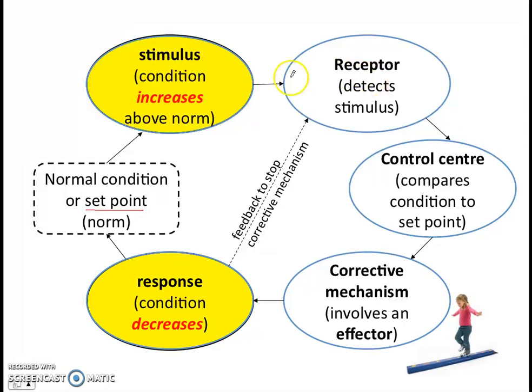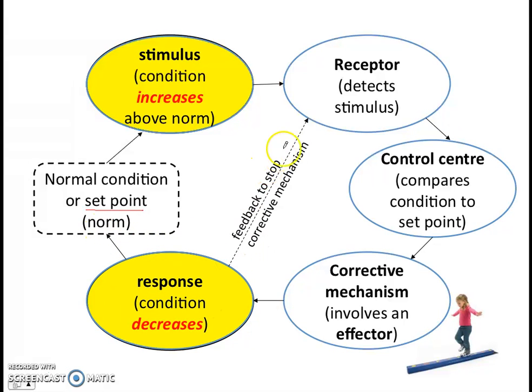There's a receptor that detects the stimulus and sends that information to the control center. The control center compares the condition, the current level, to the set point. In this case, it will conclude that the condition is above the set point, and so activate a corrective mechanism. And that corrective mechanism involves target organs, involves effectors that will carry out the response. In this case, because the stimulus was that the condition increased above the norm, the response is to decrease the condition back to the set point, right?